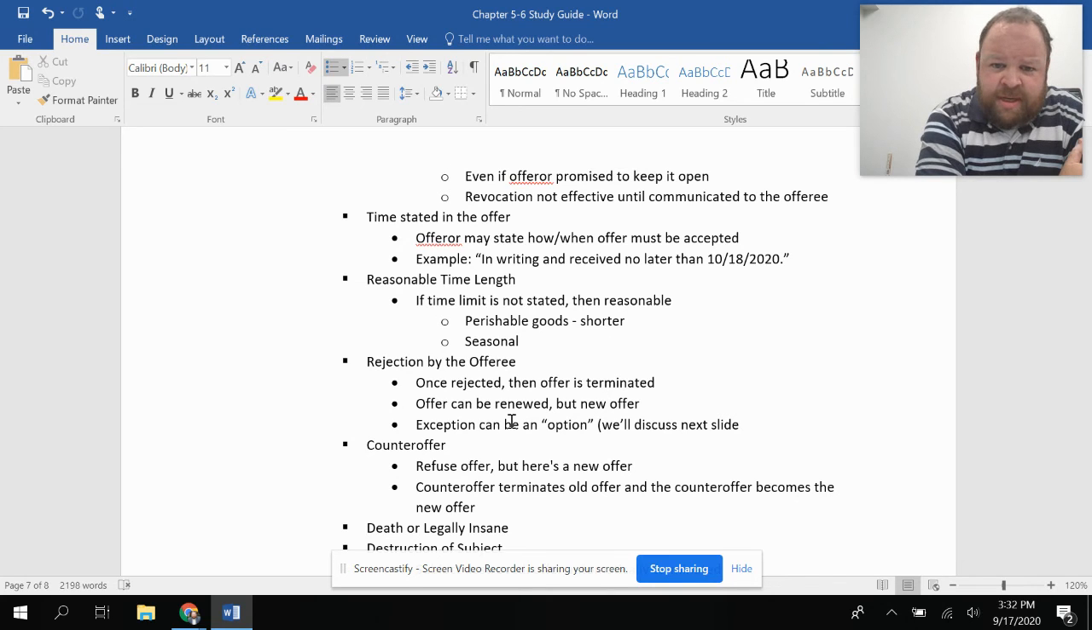Reasonable length of time, which is if the time's not stated, then is it reasonable? So if it's for perishable goods, obviously it's going to be like a week or 2. If it's seasonal, if you're making an offer for Christmas and Christmas has gone by and it's February, obviously the offer would be void. Rejection by the offeree: the offeree doesn't want the offer anymore and takes it off the table.